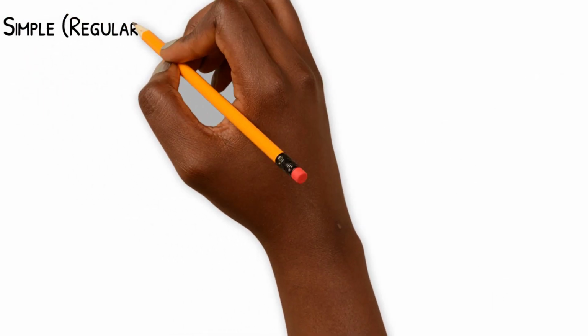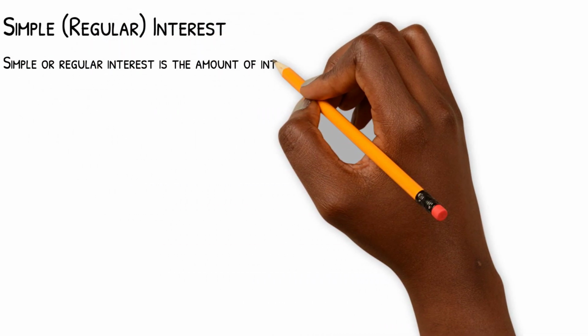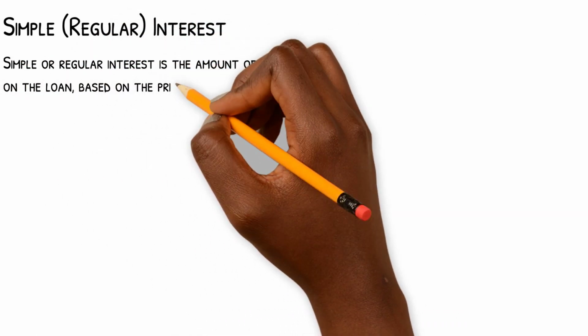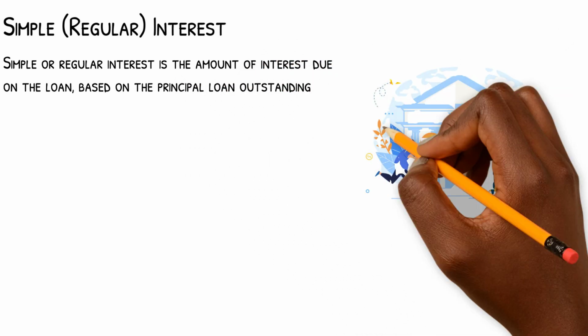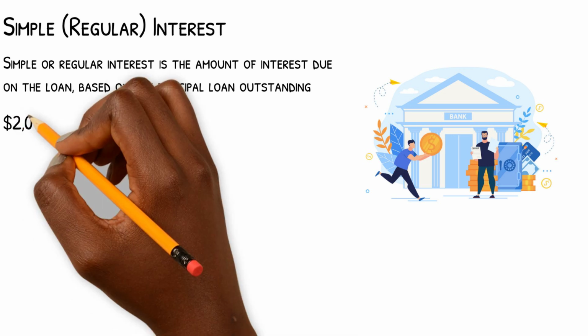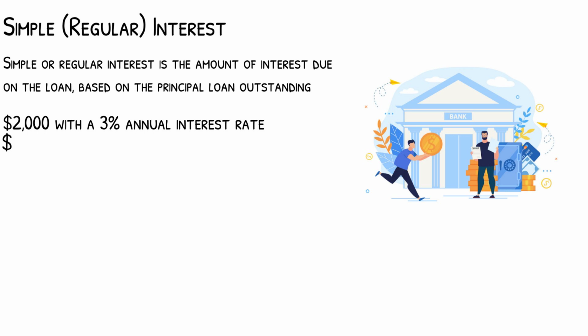Simple, regular interest. Simple or regular interest is the amount of interest due on the loan, based on the principal loan outstanding. For example, if an individual borrows $2,000 with a 3% annual interest rate, the loan would require a $60 interest payment per year.